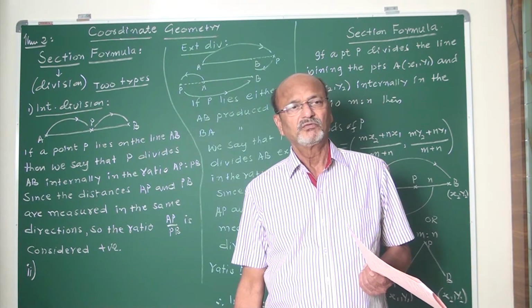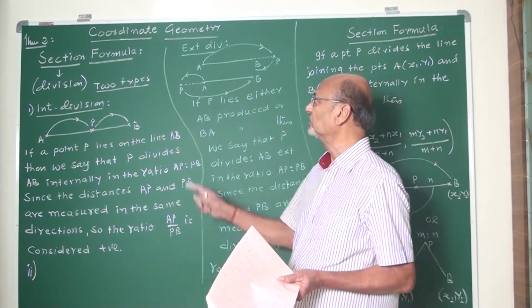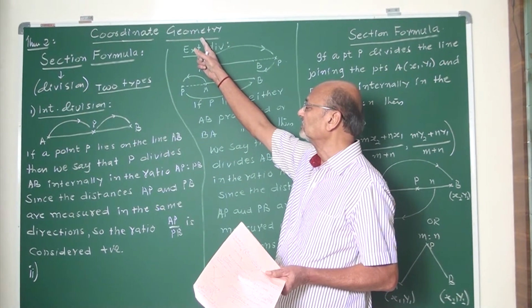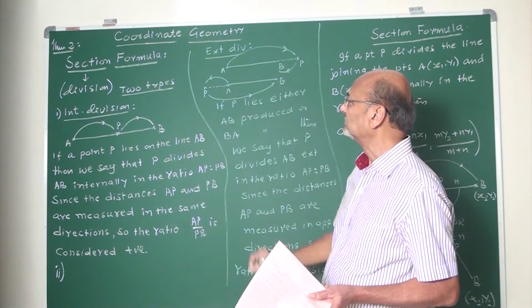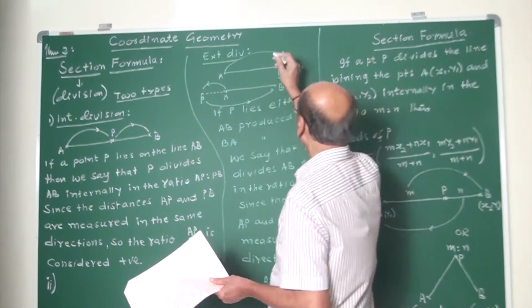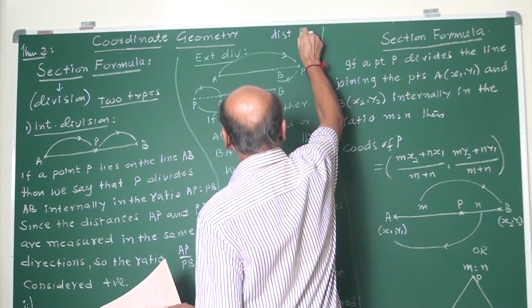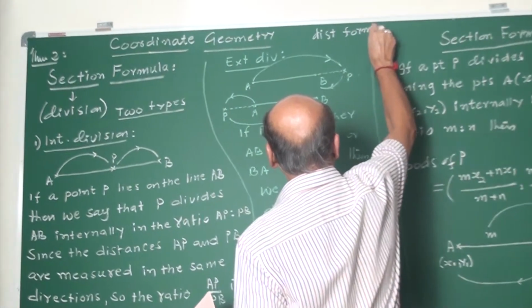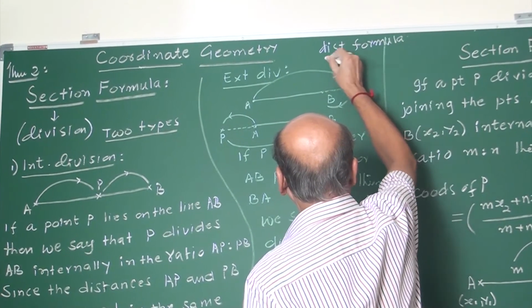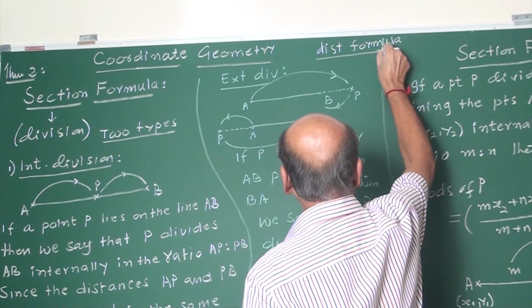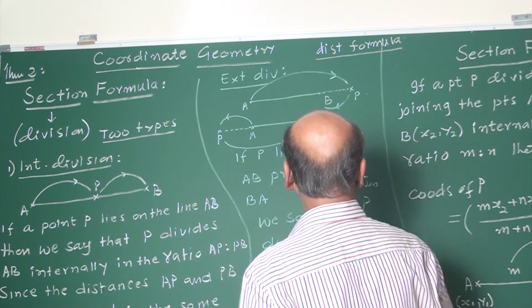Friends, we have started with coordinate geometry, and we have completed theorem 1. That theorem 1 is the distance formula. What is it, my friends? The distance between the 2 points.